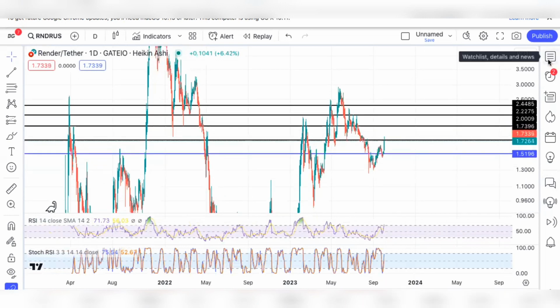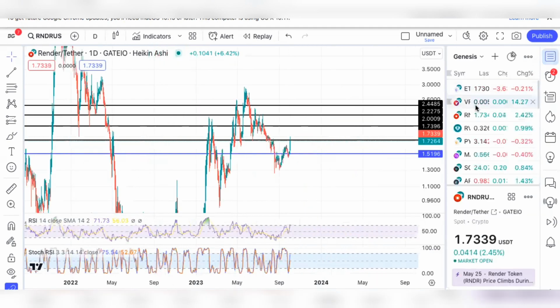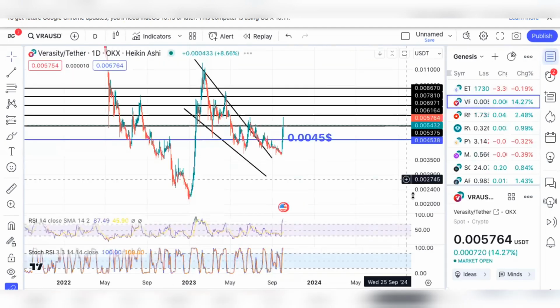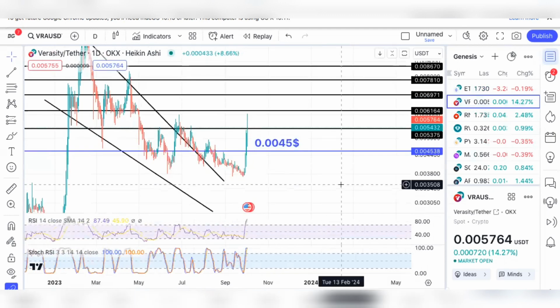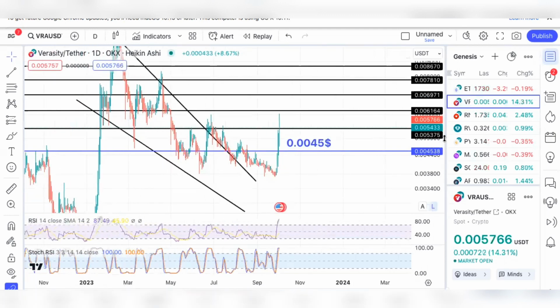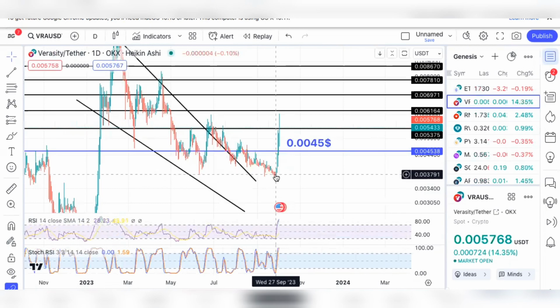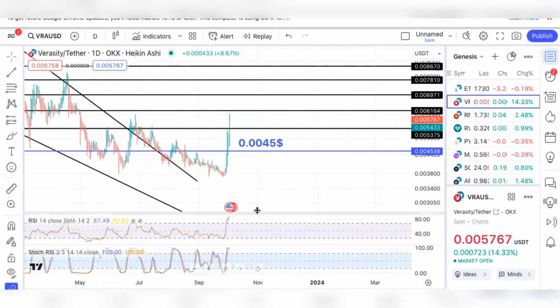So that was Render for you. Similarly, let's look at VRA. Again, one of my favorite projects and has done an important breakout right now. It's almost up 62% from its recent low.